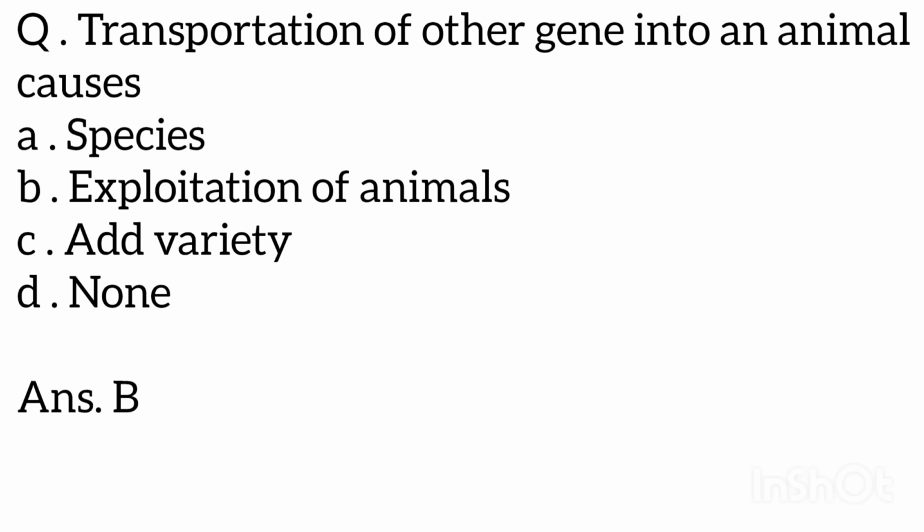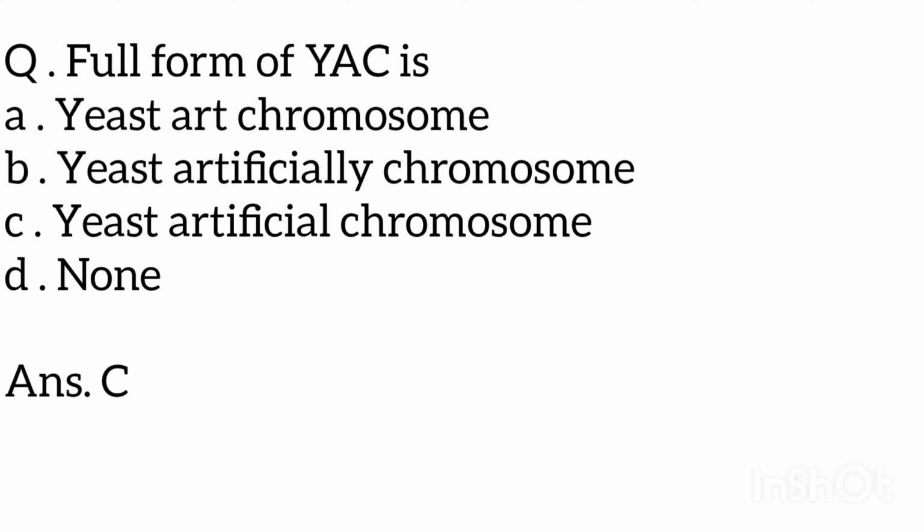Next question, transportation of other gene into an animal causes option A, speciation, option B, exploitation of animals, option C, add variety, option D, none. So the answer is B, exploitation of animals. Next question, full form of YAC is option A, East Art chromosome, option B, East artificially chromosome, option C, East artificial chromosome, option D, none. So the answer is option C, East artificial chromosome.